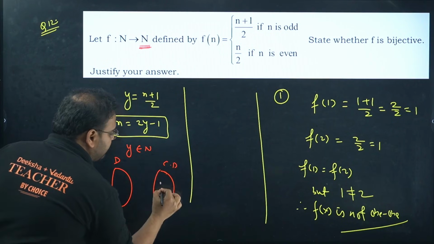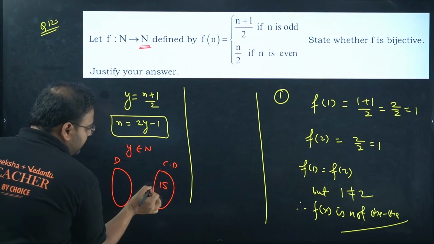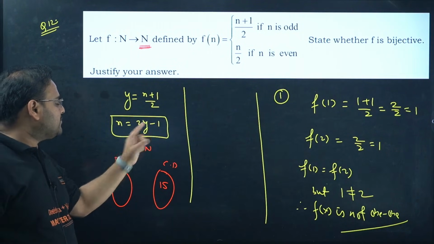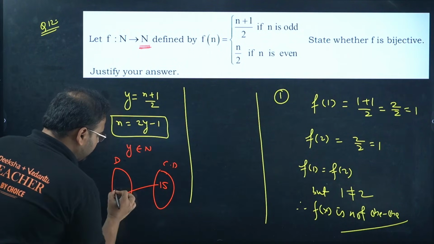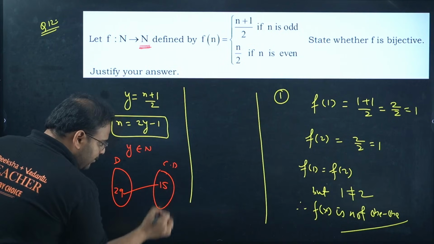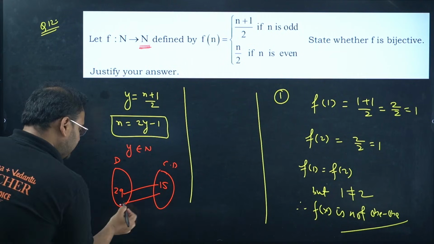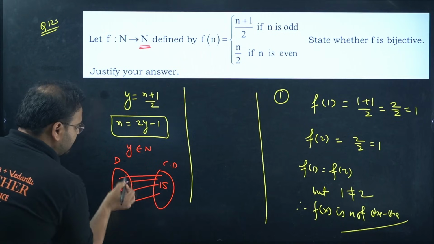I took a number 15, remember? For the number 15, what is happening? I took 2 into 15, which is 30, minus 1 is 29. This is mapping to the number 29. So any number you take over here, it will have a mapping in this.